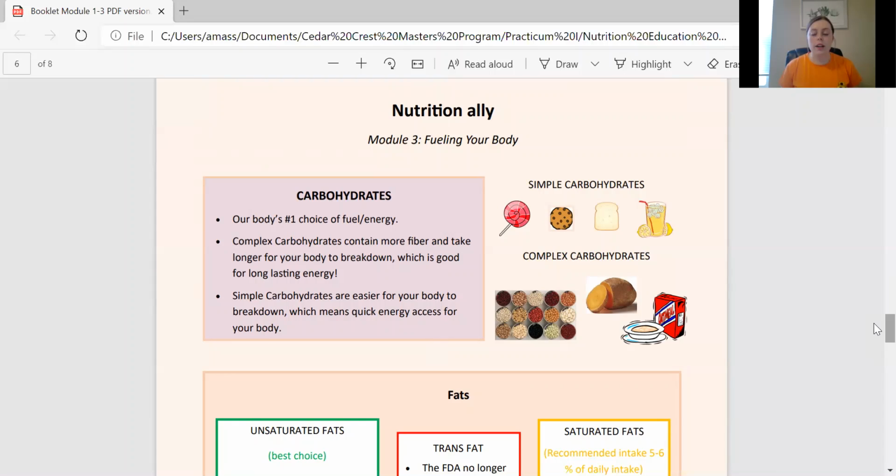The second category here is complex carbohydrates, and those are carbohydrates that have more fiber in them. The fiber is harder for your body to break down and utilize, which is why this is the long-lasting energy. It really helps maintain your body's energy stores, and this is what's going to keep you going throughout the day.